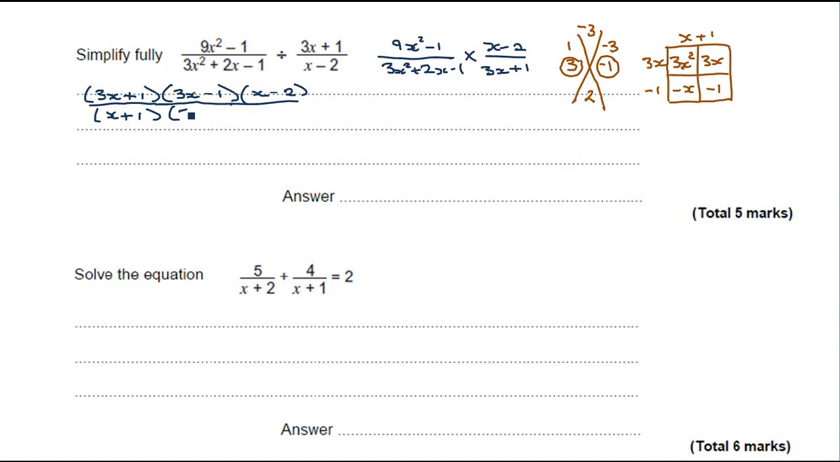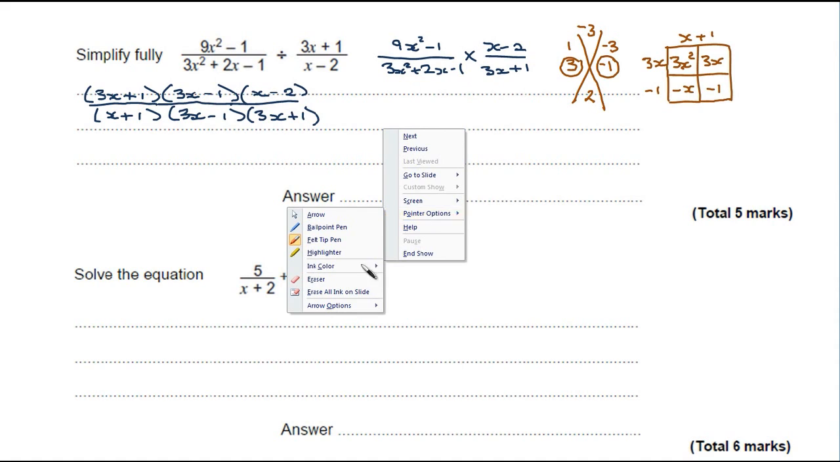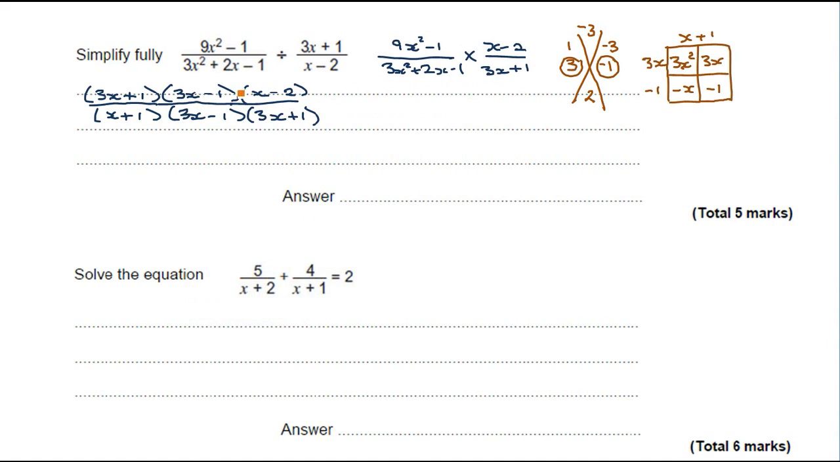So what I've got here are my 2 factors. So I can write those out. Doesn't matter what order. So we've got x plus 1. And here we've got 3x minus 1. And lastly, I've got my 3x plus 1 as my end term here. 3x plus 1.